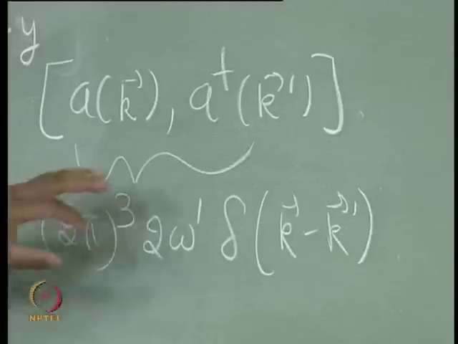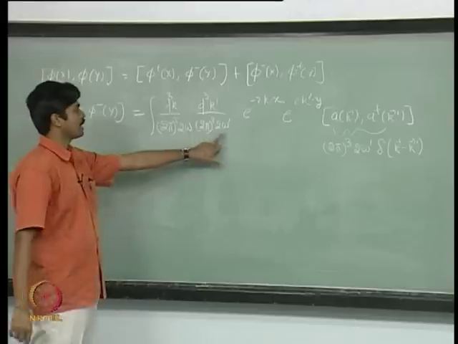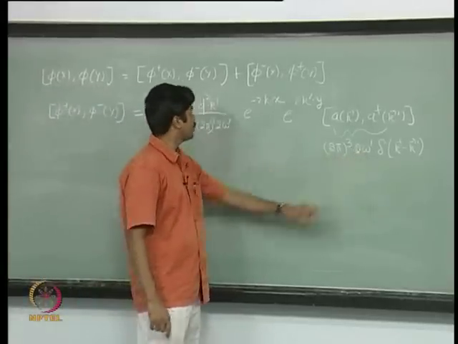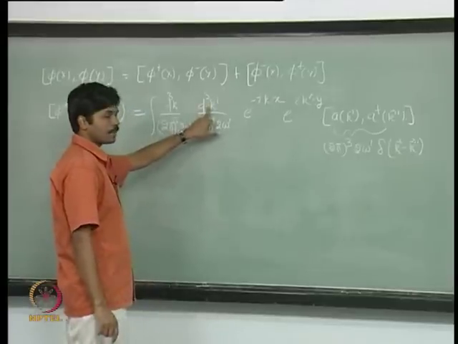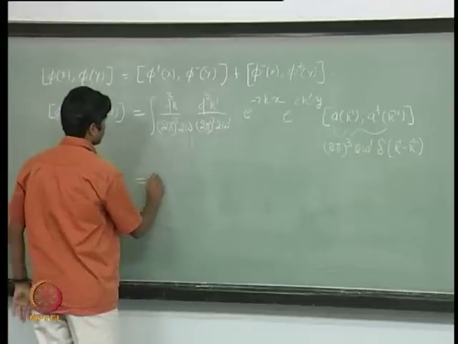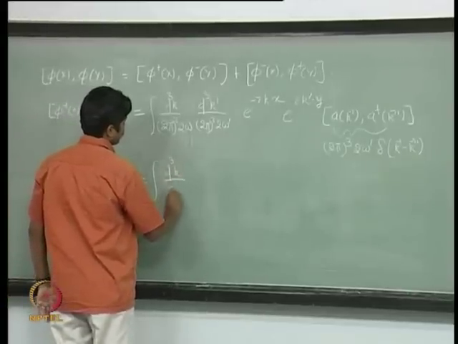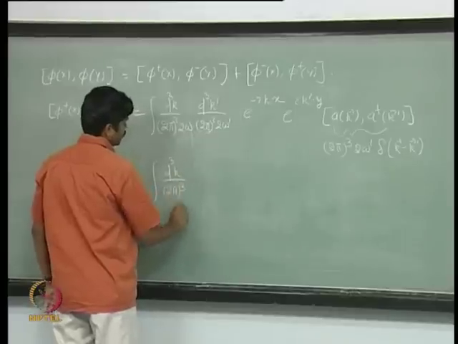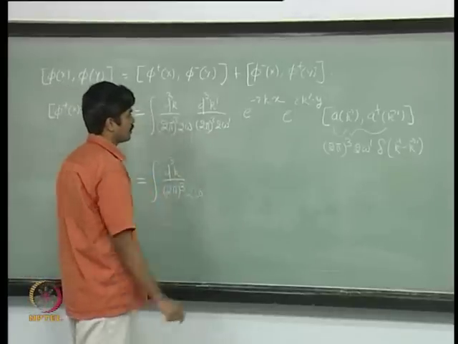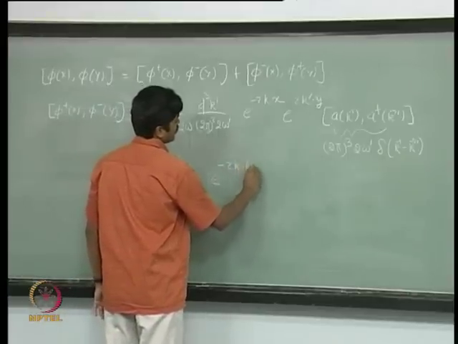So, you can substitute this for the commutator, and then we can see that this (2 pi)^3 2 omega prime will cancel with this (2 pi)^3 2 omega prime. We can integrate out one of these k prime variables. When we do that, what we get is d cube k over (2 pi)^3 2 omega times e to the power minus i k·(x minus y).